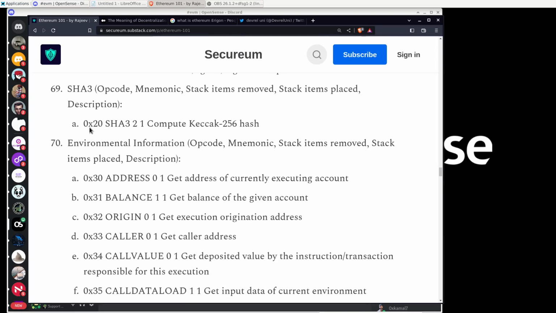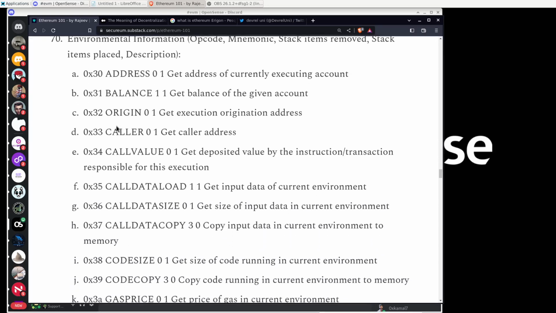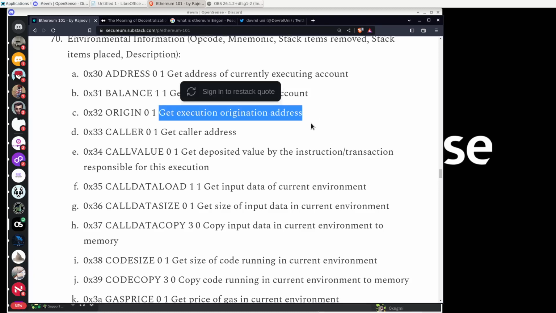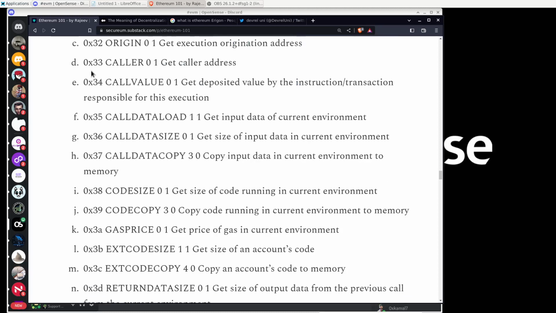So SHA-3 is 0x20, okay, and let's go for the environmental information. 0x30 gets address of current execution account, 0x31 gets the balance of given account, 0x32 gets the execution origination address, so this is like the tx.origin.